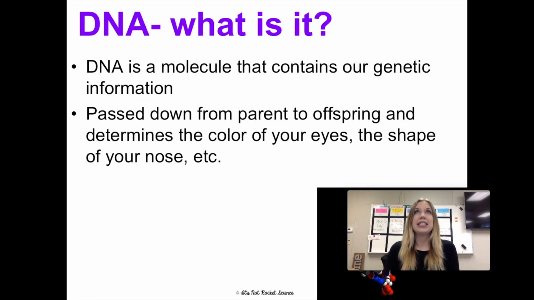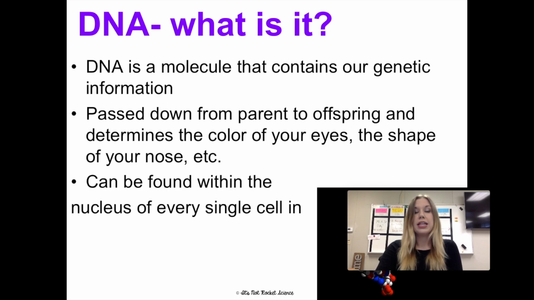And this DNA, this molecule, these instructions, this genetic information is passed down from our parents and determines the color of our eyes, the shape of our nose, which is pretty important. Basically, everything about you is encoded in your DNA. And DNA can be found, as always, within the nucleus of every single cell in the body. Okay, so it's a very important molecule.